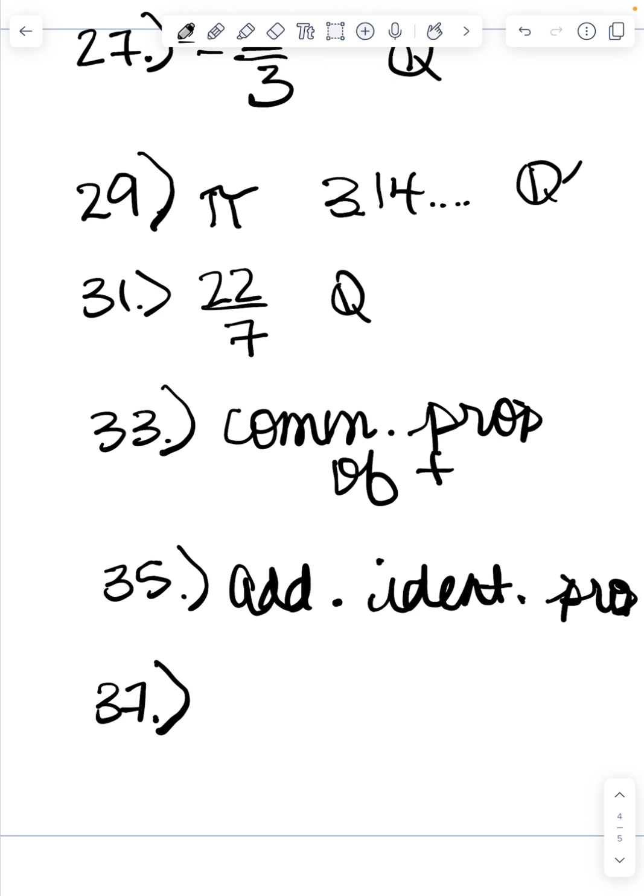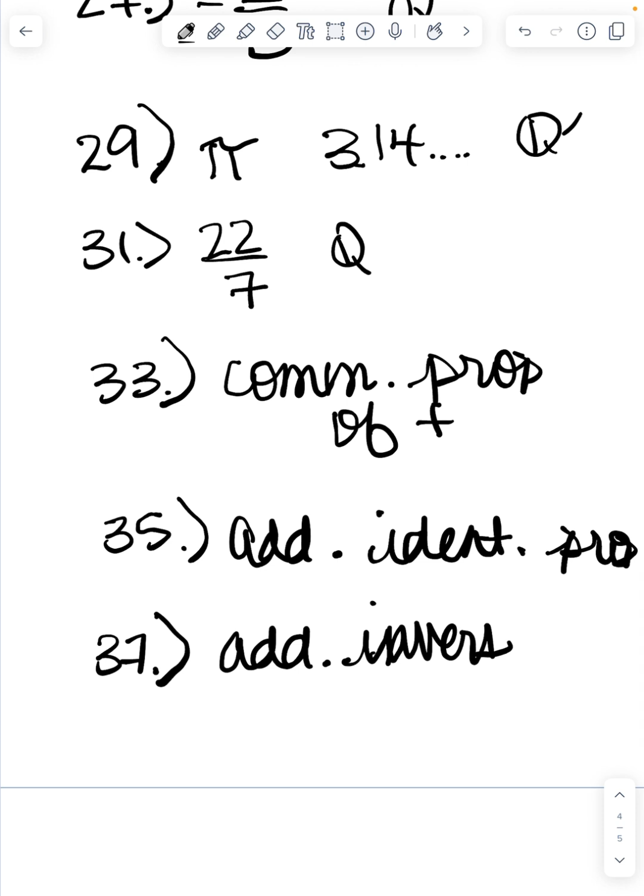Number 37, -2√7 plus 2√7 equals 0. It doesn't really matter what the two things are that are being added together. If it equals 0, then it's always the additive inverse property. I should be more specific. If the two numbers are opposite, a positive and a negative, and it adds to 0, then it's the additive inverse property.